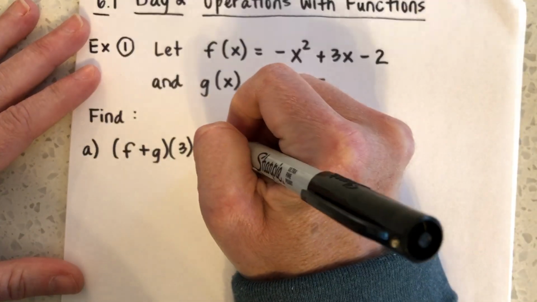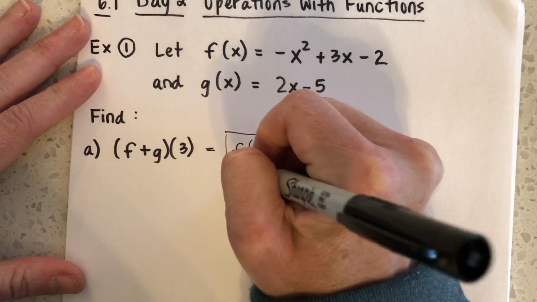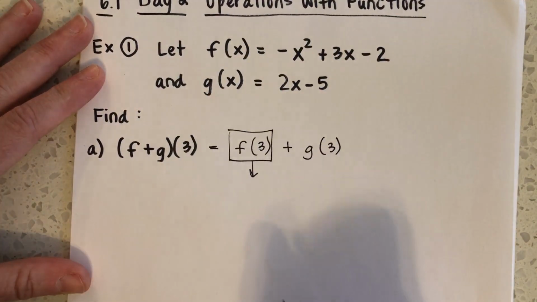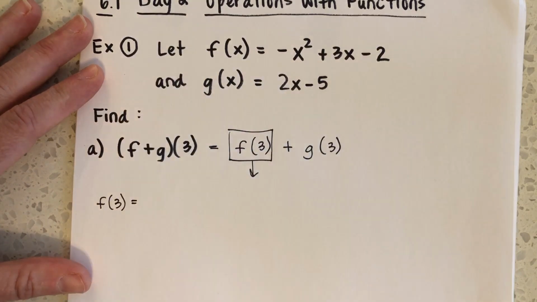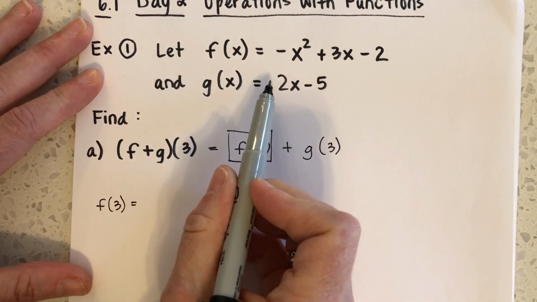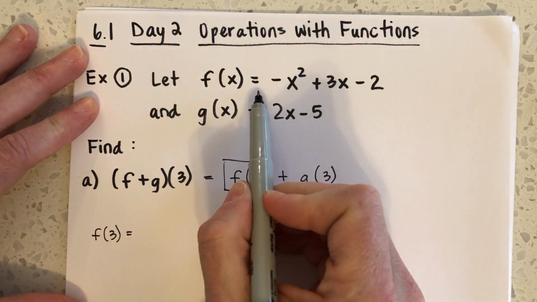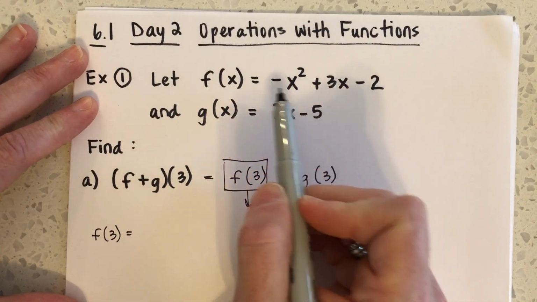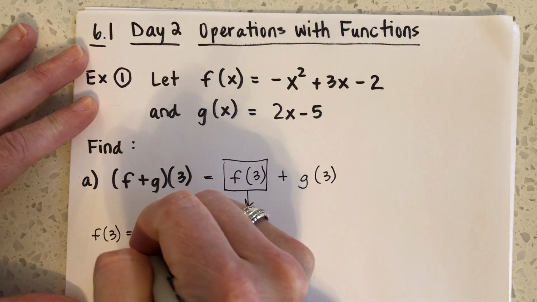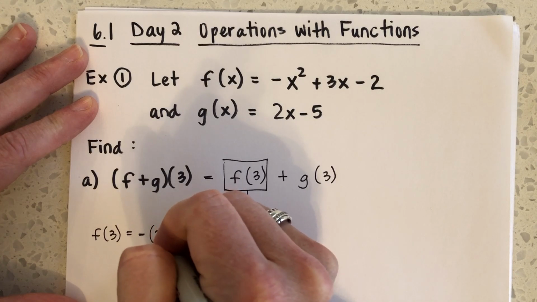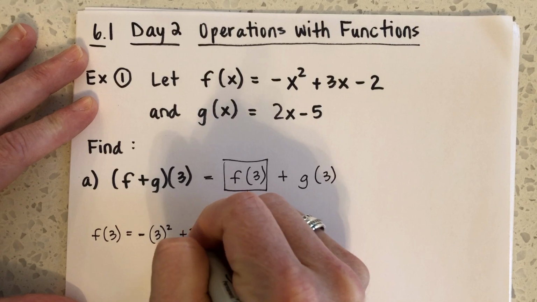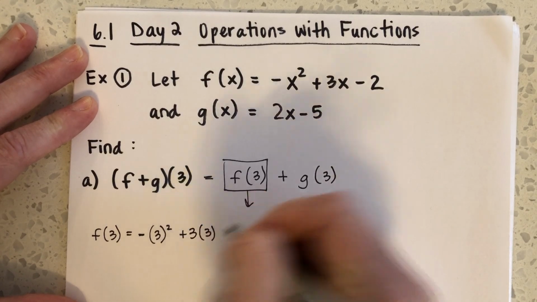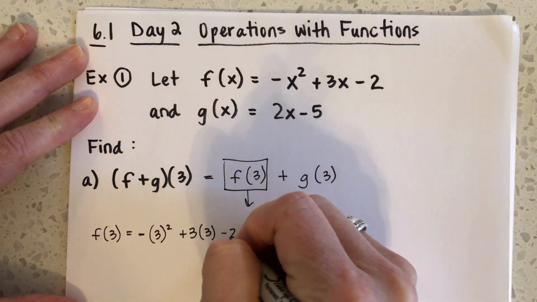First, you have to find out what f of 3 equals. So let's go off to the side. Well, f of 3 means I have to plug 3 into function f. So let's do that. If I plug 3 into function f, I have to do this to it. So it's going to be negative, plug in 3 and square it, plus 3 times plug in 3 for x, and then minus 2, right?